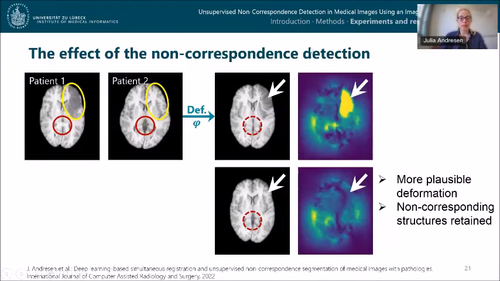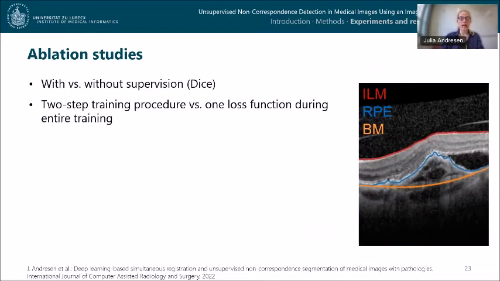So for comparison, I again repeated the image we saw earlier with the strange deformations given by the network that does not take the non-correspondences into account. And down here, you can see the results of NCRNet. And you will see that the deformation we get is much more plausible, and also the structures that are only visible for patient 2 are retained much better here. So in the end, we get a registration that is much more robust to even large lesions, large pathologies.